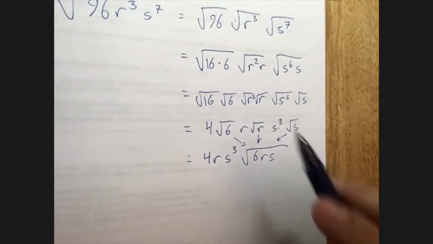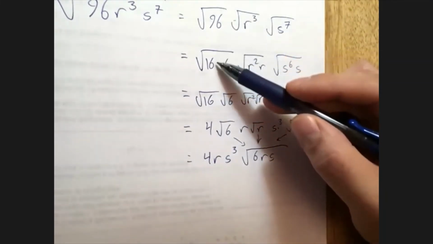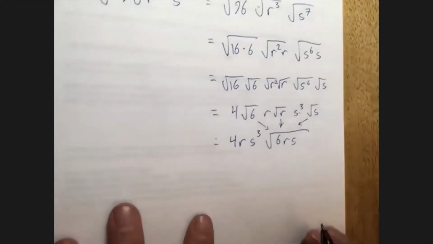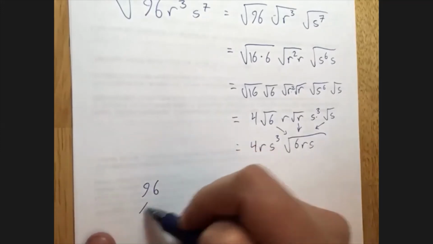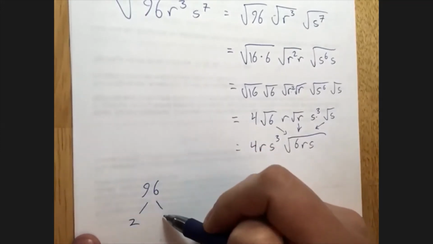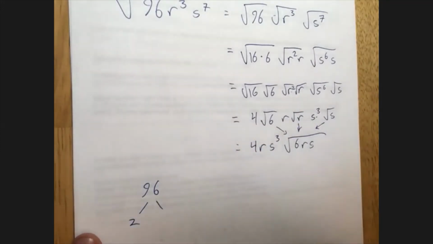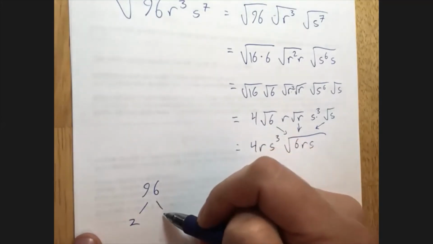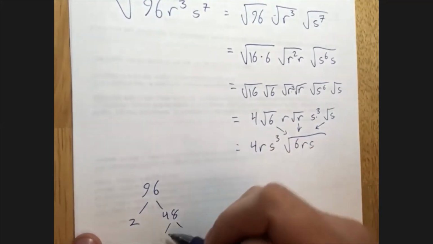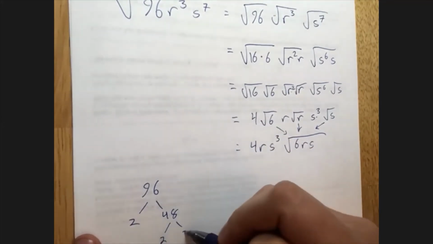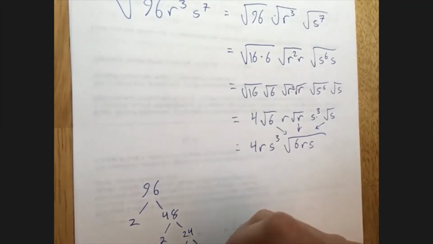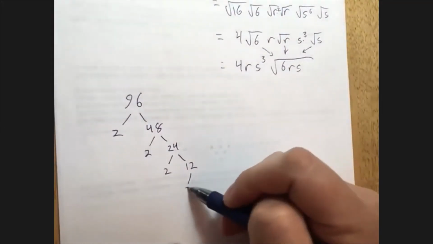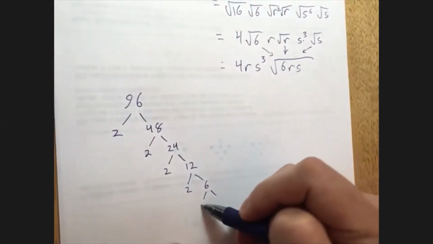Okay. Now, let me go back to this 96. How did I break it down as 16 times 6? Well, 96 factors as 2 times, whenever it's even, I just divide by 2, right? So 2 times 48. 48 factors as 2 times 24. 24 factors as 2 times 12. Oops, I'm off the screen. 12 factors as 2 times 6. 6 factors as 2 times 3.